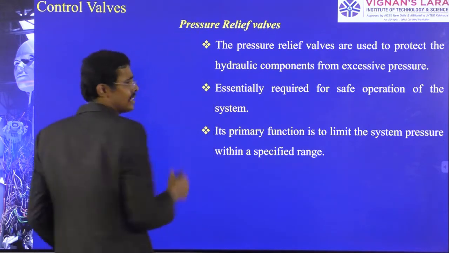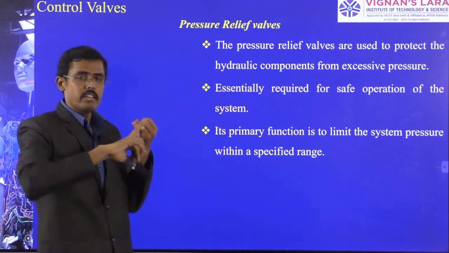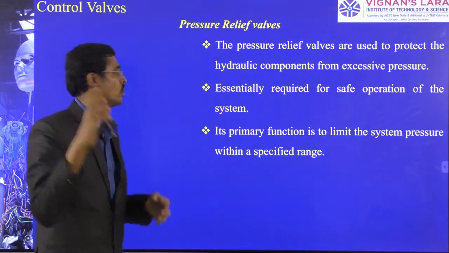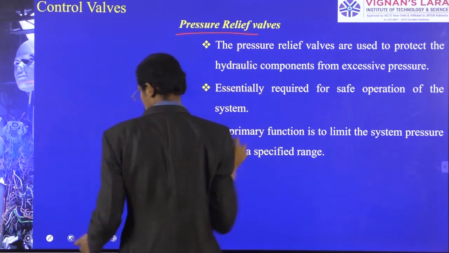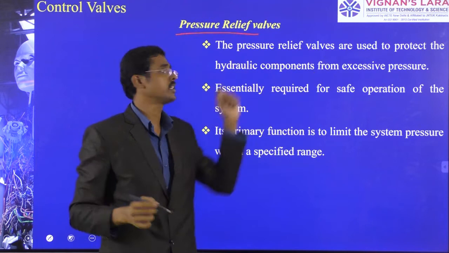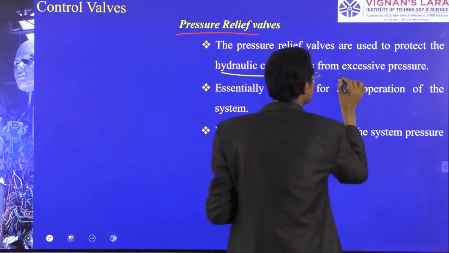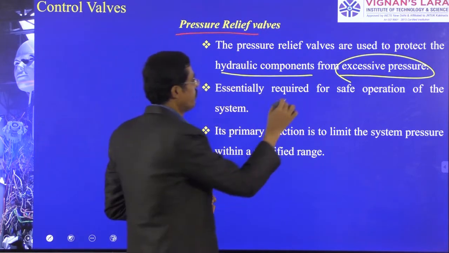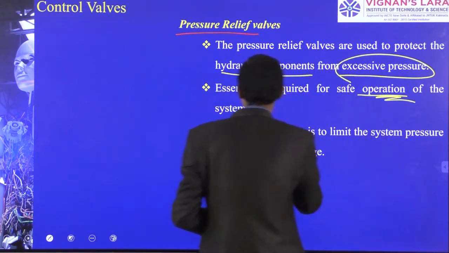Now I am coming to the last category. I have divided direction control valve, flow control valve, and pressure control valve. Now we come to the third one, the pressure control valve. In this third one, the pressure relief valves are used to protect the hydraulic components from excess pressure, essentially required for safe operation of the system.